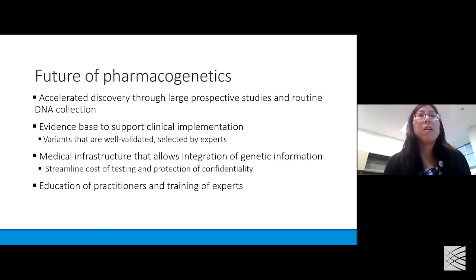One new area that many are interested in is the use of large biobanks to gather genetic data, and whether that information in the biobank can be used to prospectively make a decision is something that is of the future. And then finally, we need to educate and train experts in this field.